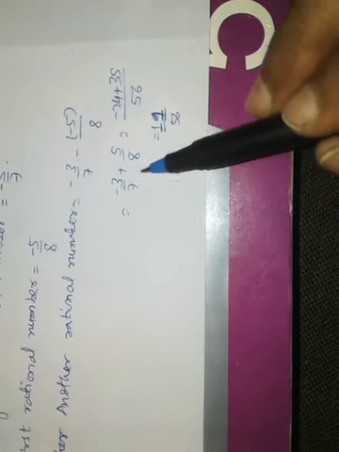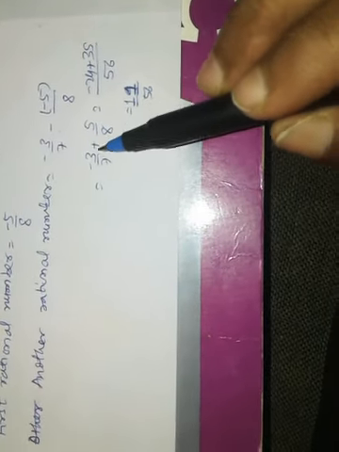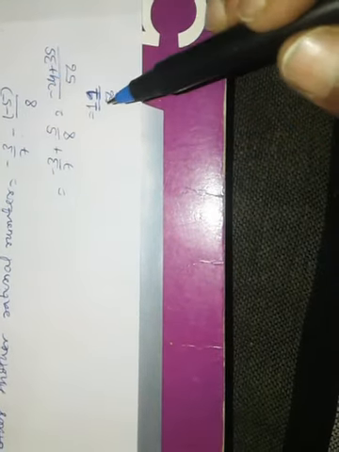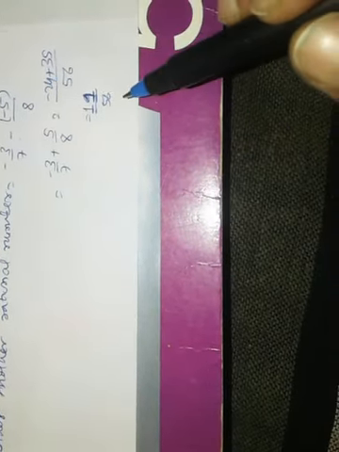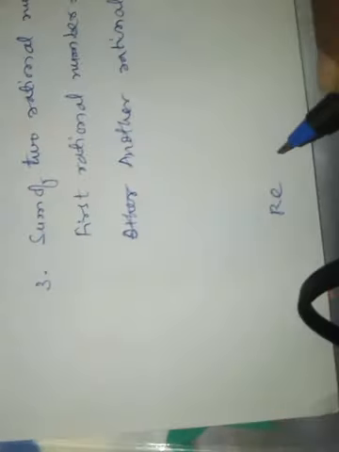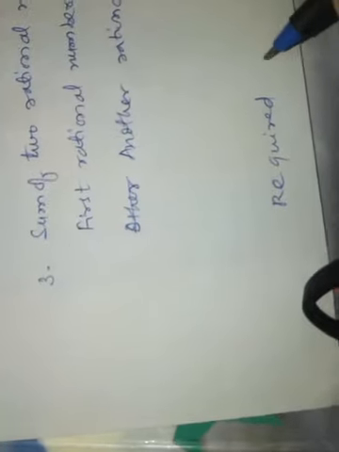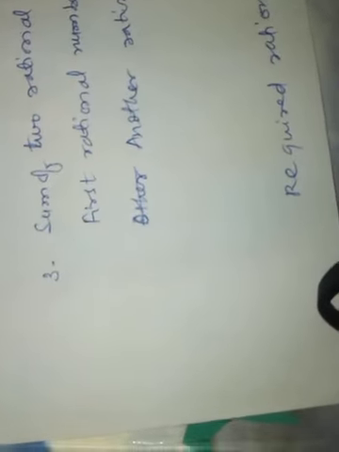So when we take the LCM, 56, we multiply 8 by 3, that is minus 24, and when we multiply 7 by 5, that is 35. So when we subtract these two, we get 11 by 56. This is our answer. So the required rational number equals 11 by 56. This is our answer. Now we move forward.